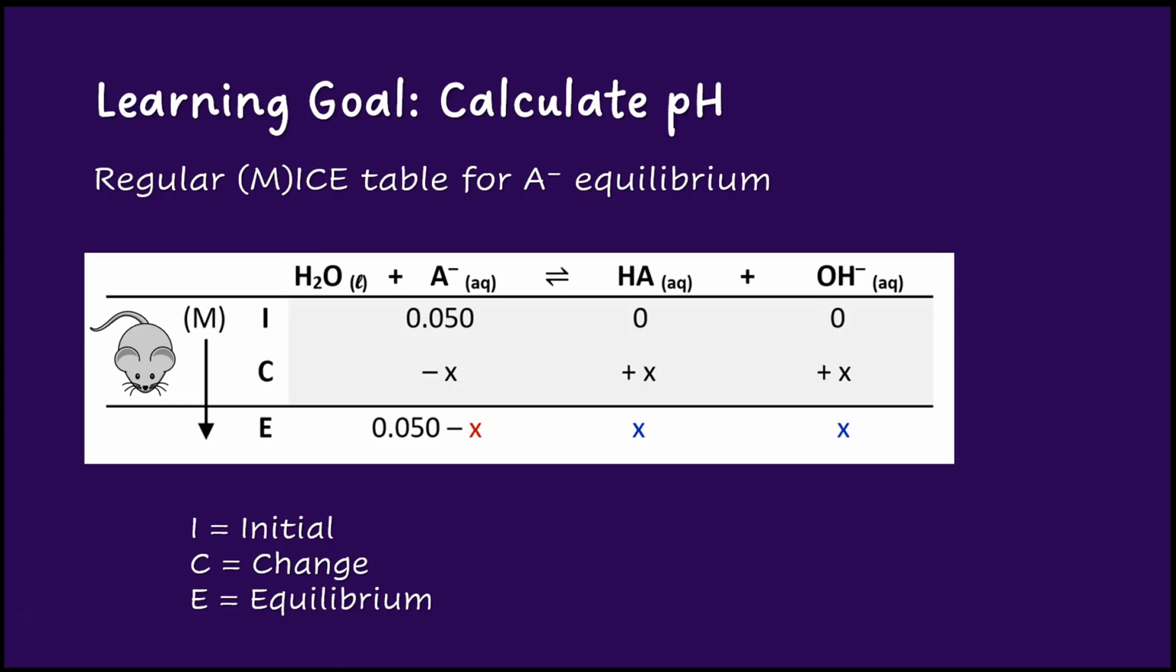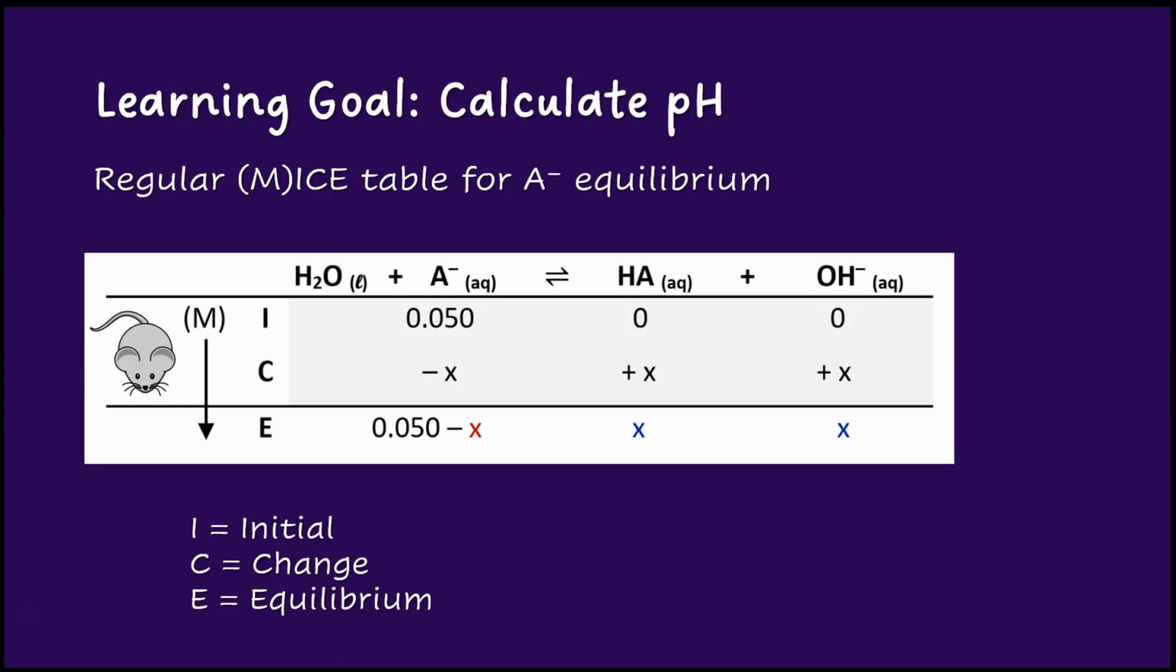Looking at our ICE table, the rows are set up as I for initial, C for change, and E for equilibrium. We will know our initial A- molarity because it's given in the problem, but the products, HA and OH-, will be 0. The change that occurs with this equilibrium is that some of the A- is lost because it accepts an H+ from water, and a stoichiometric amount of HA and OH- will be gained. The terms here are all 1x because the balancing coefficients for the chemical equation are all 1.